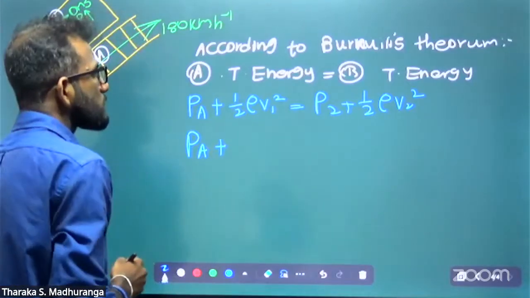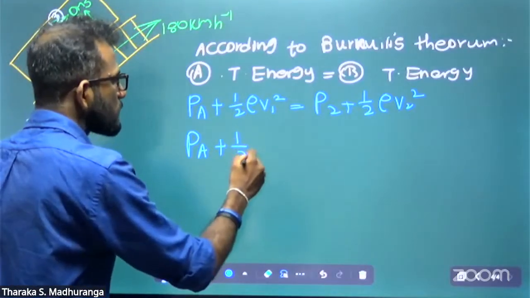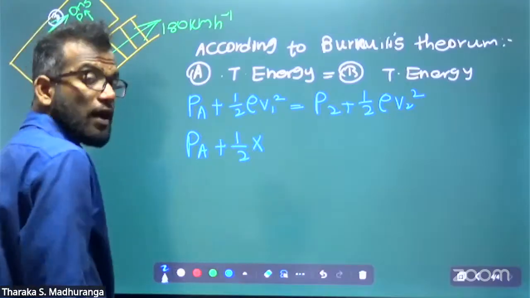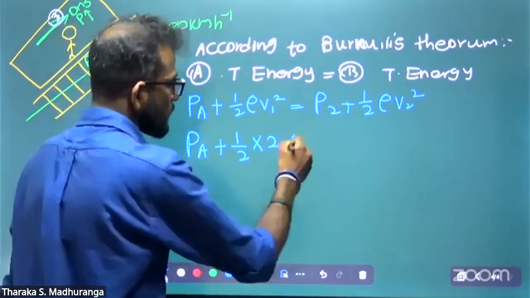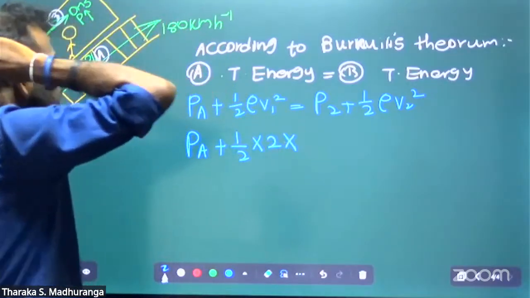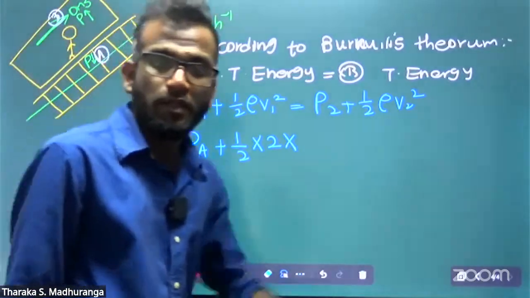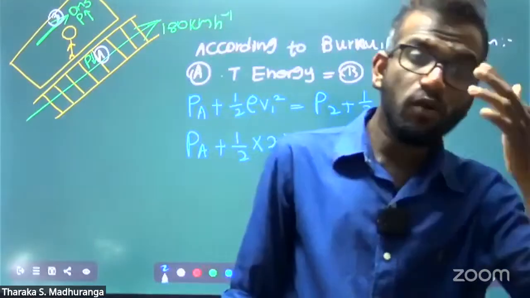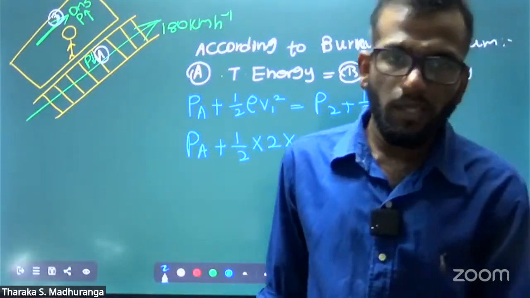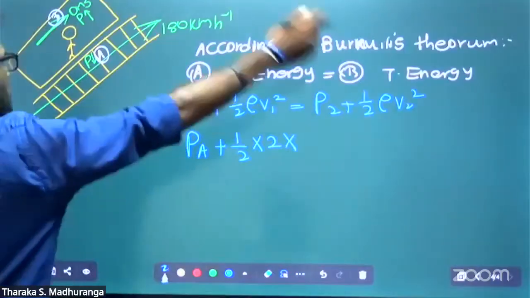PA plus half, the air density is given as 2, v1 squared. Okay, now there is another problem. The velocity is given in kilometers per hour. Can you substitute this directly? No.